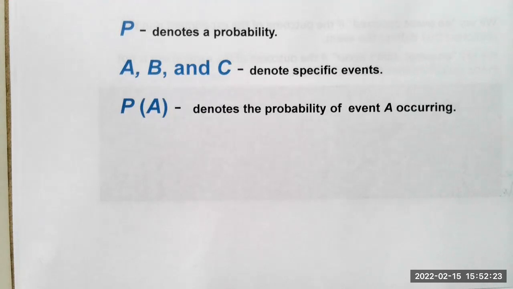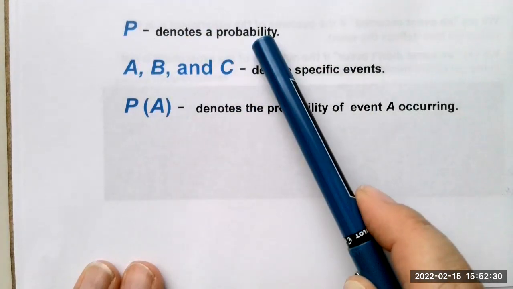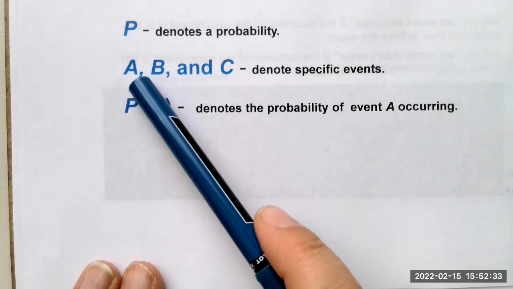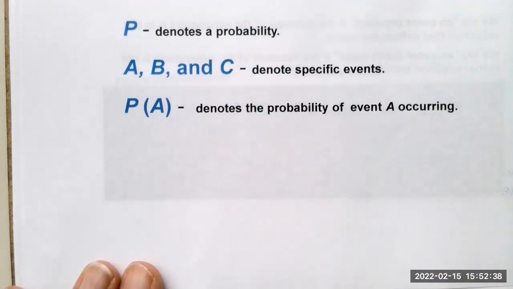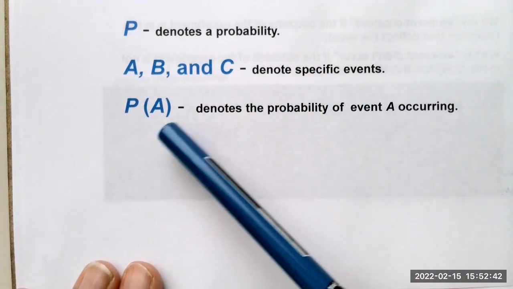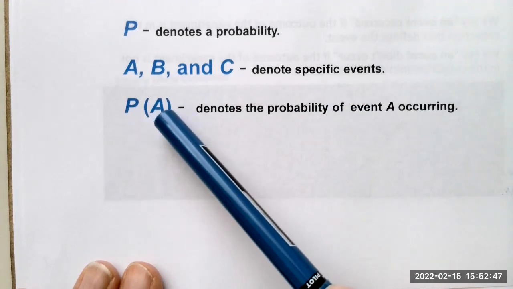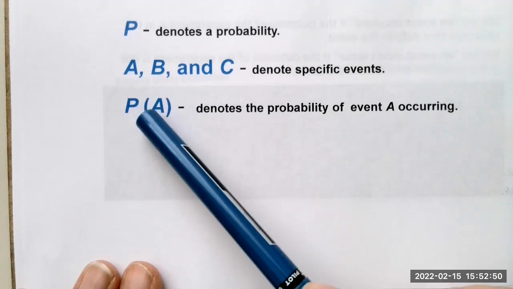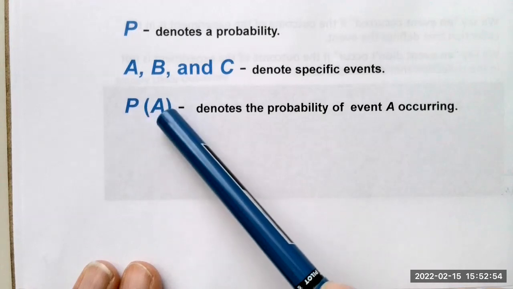Notation associated with events. Capital P denotes a probability. And as I mentioned before, we denote specific events with capital letters A, B, C, D, E, F, and so forth. So the probability of event A, in this case specifically, we will denote by capital P followed by A in parentheses. We read it as the probability of event A occurring.